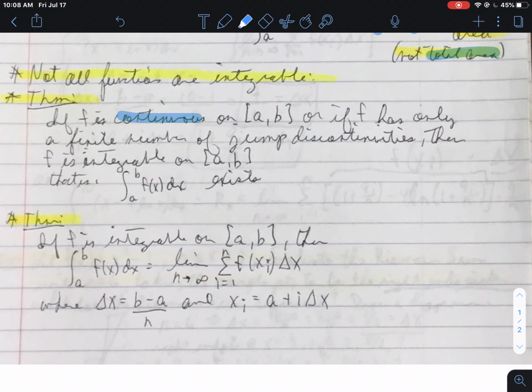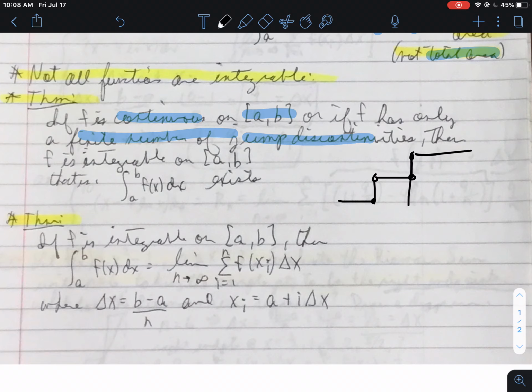If f is continuous, there's our good old continuity again, on our interval from a to b. Or if f only has a finite number of jump discontinuities. Remember those jump discontinuities, where our function would come in and then jump up to the next piece, and then maybe jump up to another piece, that kind of thing. So, you remember, you can always form little rectangles here.